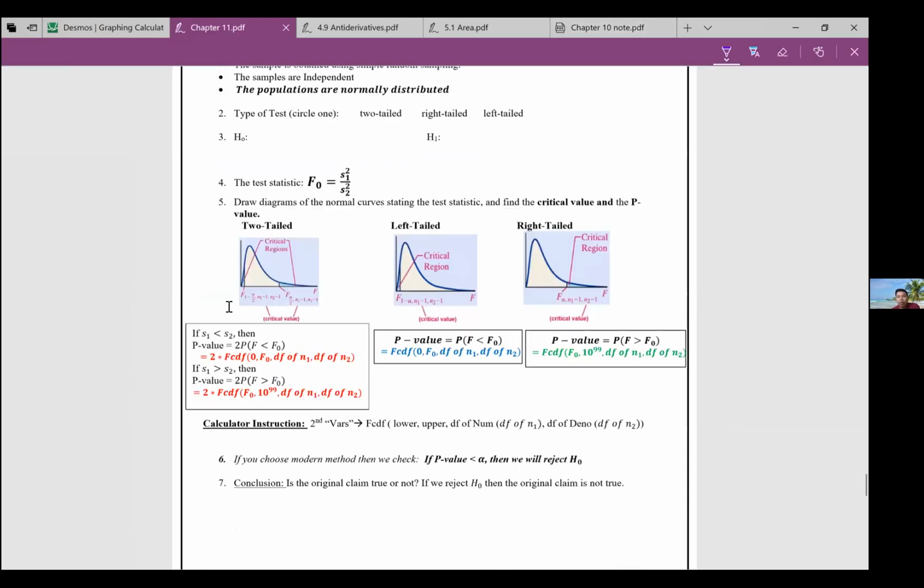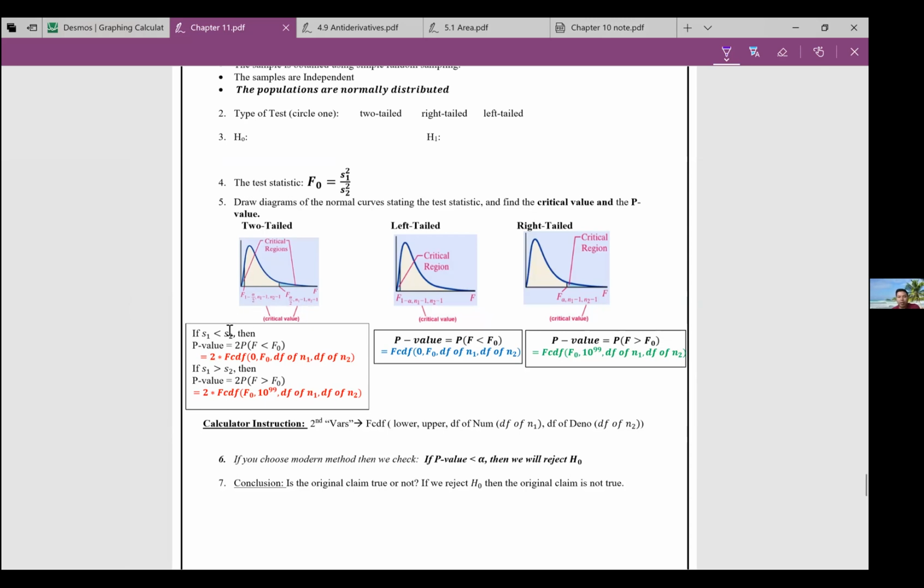So now you have to decide, right? This only applies to two-tail; for left tail and right tail, you don't care. For two-tail only, if S1 is smaller than S2, then we use the first formula: 2 times the probability on the left-hand side. If S1 is smaller than S2, we look at the left-hand side area. If S1 is bigger than S2, then we look at the right-hand side and double it, so that we don't have to calculate both the left and the right.